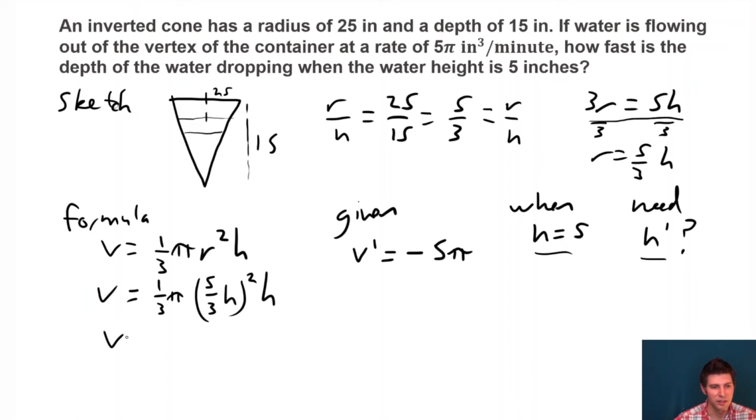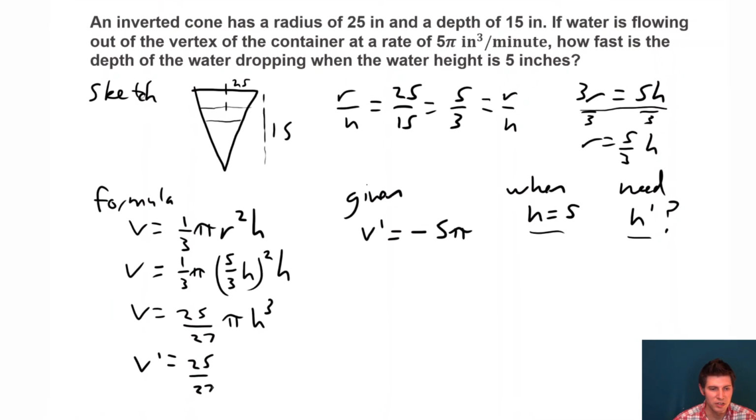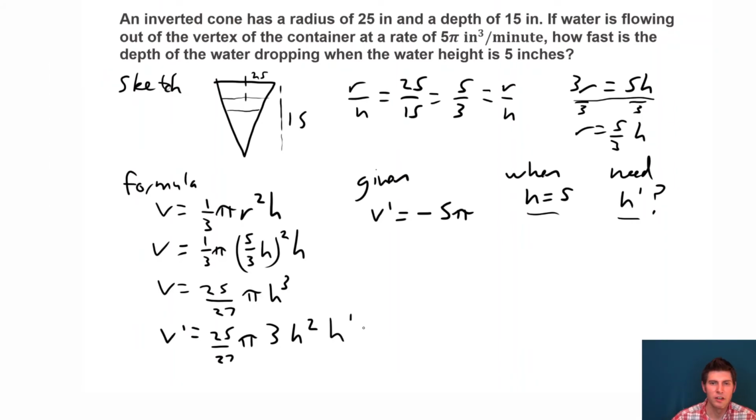Now we can simplify this. V equals 5 squared is 25, 3 squared is 9 times the 3 down here is 27 pi, and then h squared times h is h cubed. Now we differentiate. V prime is equal to 25/27 pi is a constant, and then we have 3h squared h prime. So now we just plug stuff in, and I'm going to bring it up here.